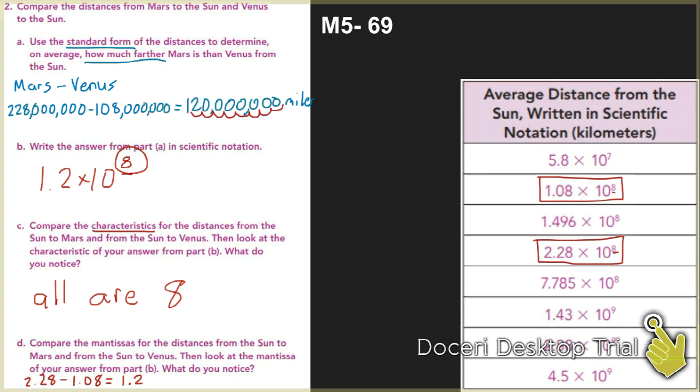The difference, though, is C, where the characteristics were the same, and if we were doing multiplication or division, we would either add or subtract those exponents. But here, our characteristic or our exponent just stayed the same. So that's something we've got to look out for and see if that pattern continues, and figure out what's going on there.